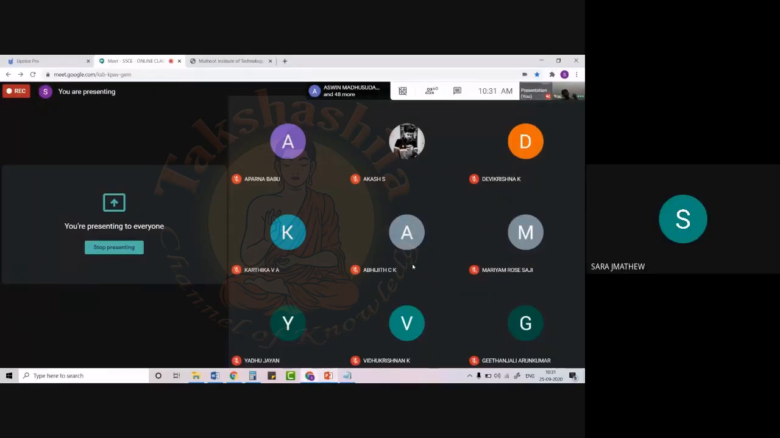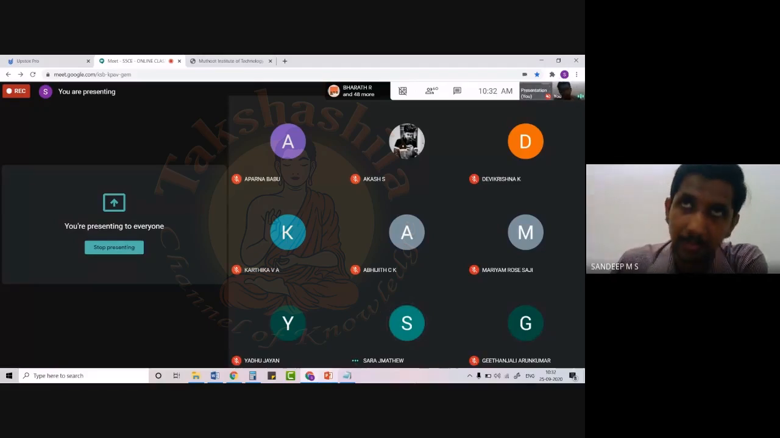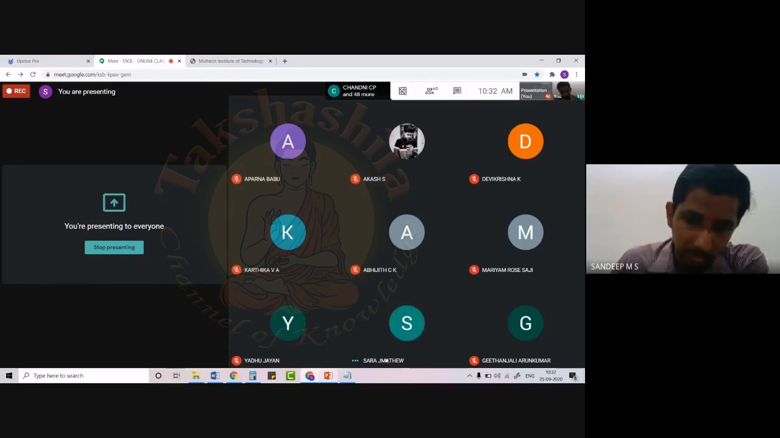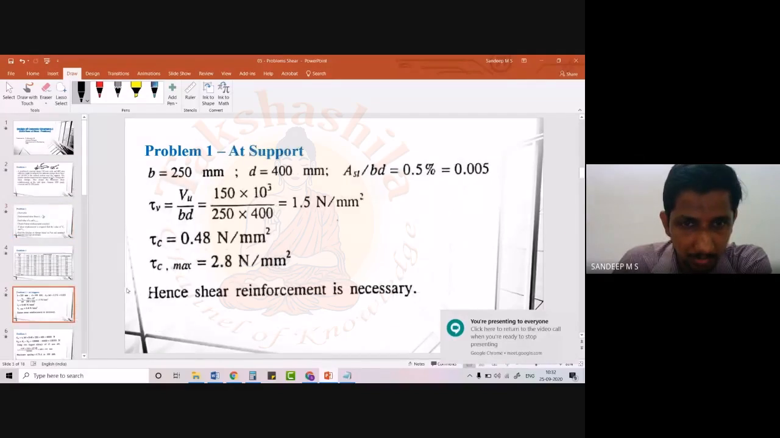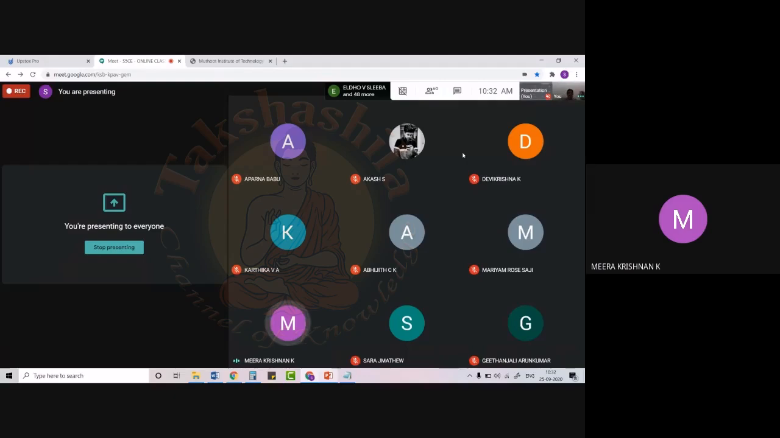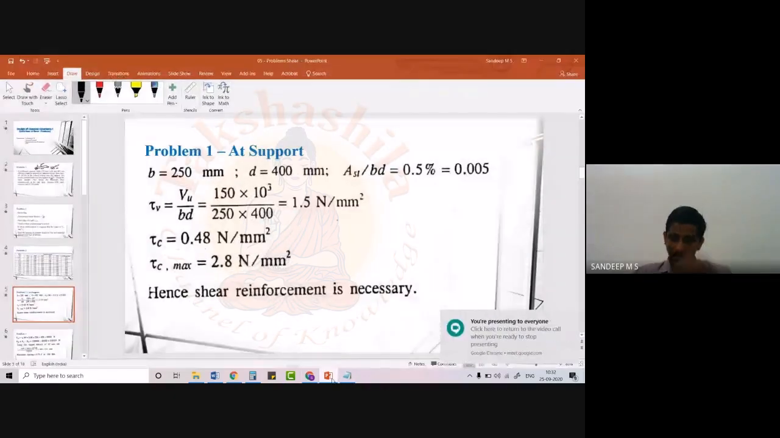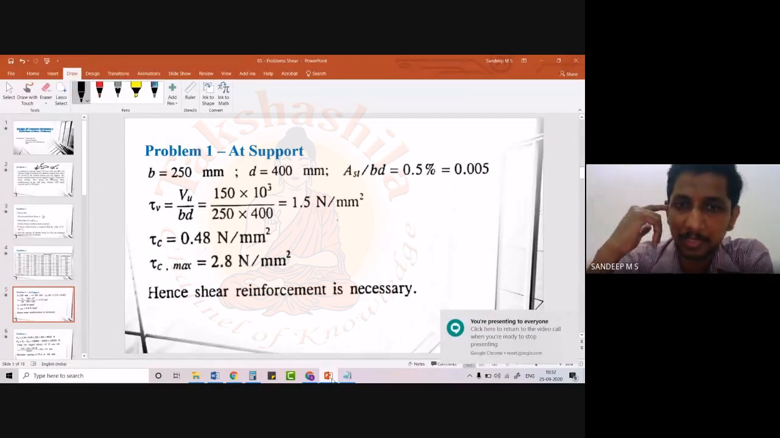So tau C is 0.48. Yeah, right. That's correct. Tau C value is 0.48. Tau C max is coming as 2.8, right? Okay, fine. Then what about tau V? Tau V is equal to 1.5 Newton per millimeter square. Okay, excellent, excellent. That's the same value which I have also obtained in this particular case.